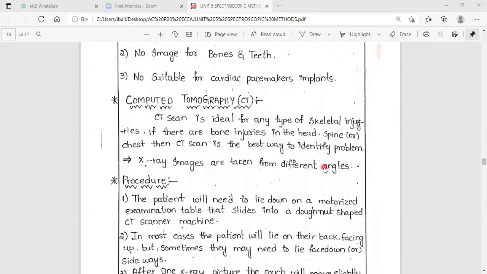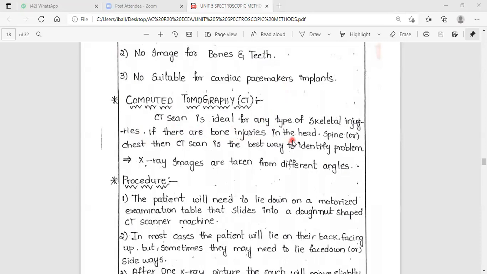What is known to be the CT scan? CT scan indicating that computed tomography. I'm repeating. What is known to be computed tomography? Now, when we are discussing about the computed tomography, CT scan is ideal for any type of skeletal injuries. Any skeletal injuries that are bone injuries or at the head.